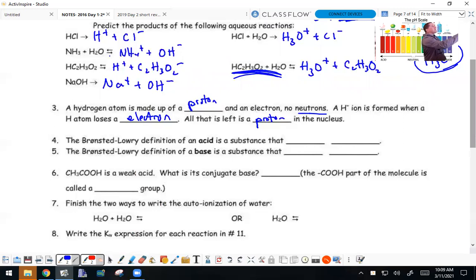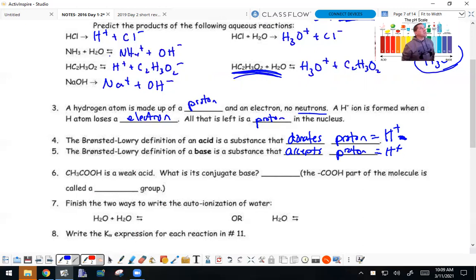The Bronsted-Lowry definition of an acid is something that donates a proton, which is an H plus. The Bronsted-Lowry definition of a base is something that accepts the proton, or the H plus. So one goes down by an H plus, one goes up. The CH3COOH carboxyl group is a weak acid. What is its conjugate base? With a carboxyl group, you lose the hydrogen from the carboxyl group, not those.